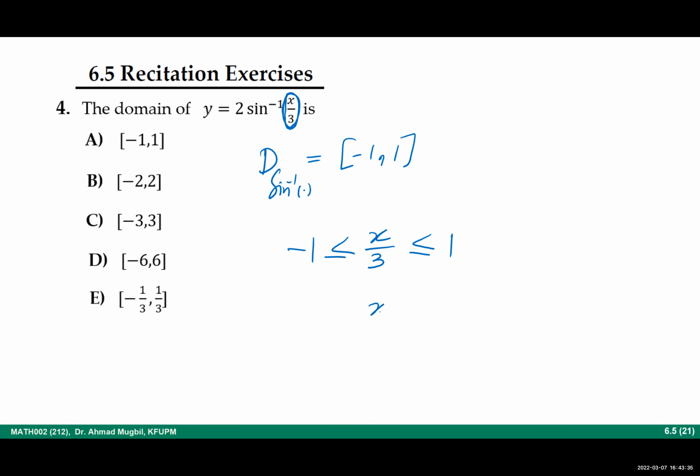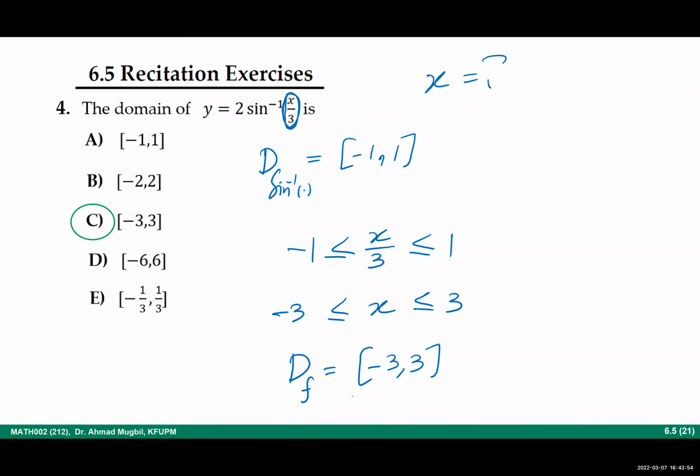So the question is, what is x? We will solve it for x by multiplying both sides by 3. Now x should be between negative 3 and 3. This means that the domain of this function that we are working on is the closed interval negative 3 and 3, and the answer is C. So it is an easy question. It is about the domain, not the range. Be careful.